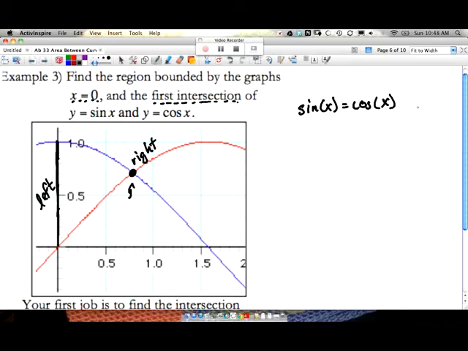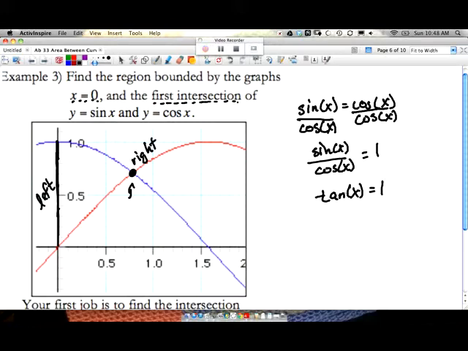Well, there's a couple of ways that you can work this out. The most straightforward, I guess you could say, without trying to do a lot of problem solving, if I divide both sides by cosine of x, then I get sine of x over cosine of x equals 1. And then the question is, how do I simplify that? Well, sine over cosine, that's the same thing as saying tangent of x equals 1. And if tangent of x equals 1, then we can just take the arctangent of each side.